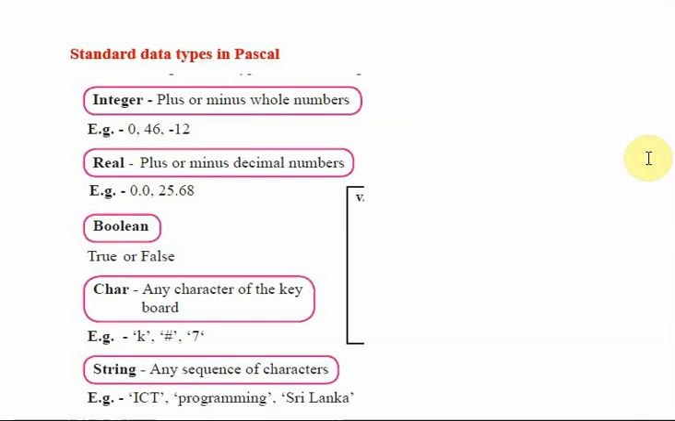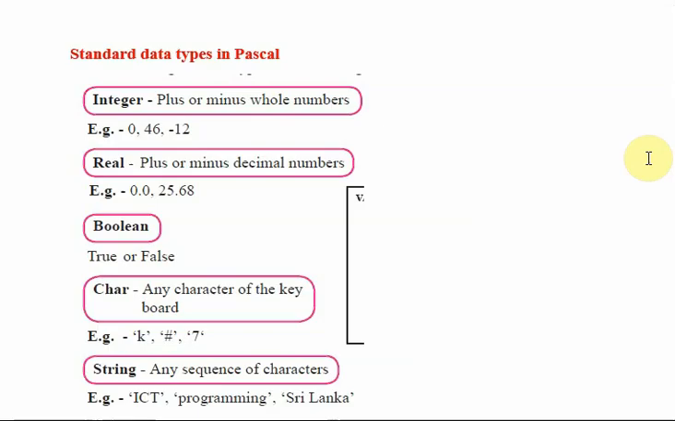Now in standard data types, integer always uses whole numbers, minus or plus. If you want to represent any decimal values, for example calculating an average, integer is not suitable, then we need to use real. Boolean means two options, true or false.